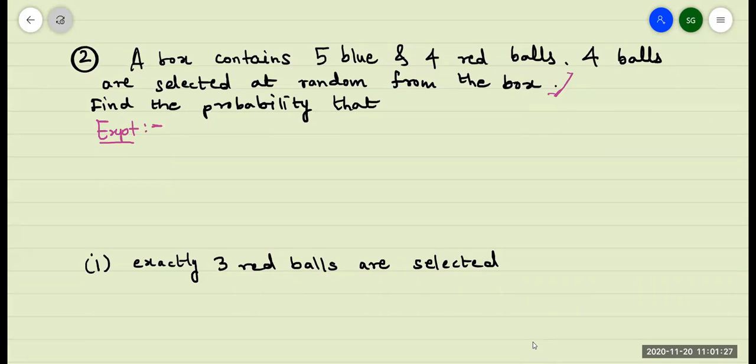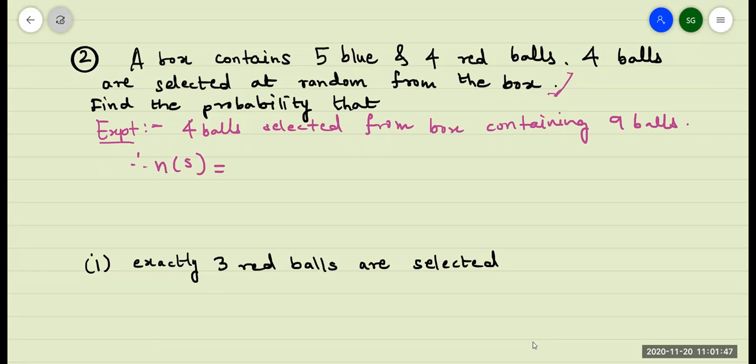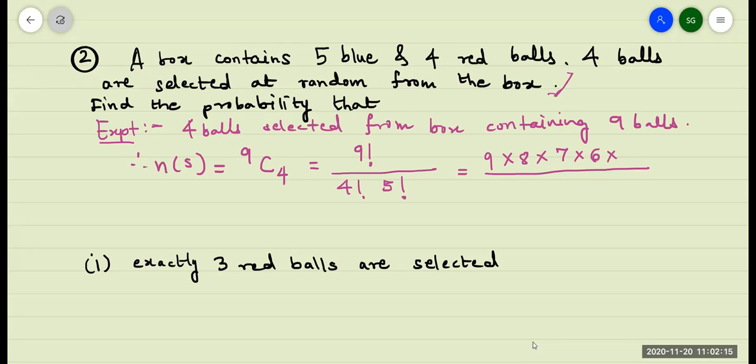So experiment is, so in all, how many balls are there in the box? There are 9 balls. So experiment is 4 balls selected from box containing 9 balls. And therefore your NS is 9C4. Correct? So if you calculate, this will come as 9 factorial divided by 4 factorial into 5 factorial. So I break the 9 factorial up to 9, 8, 7 and 6. Okay, let me write 5 factorial, 4, 3 and 2 and 5 factorial, and then this gets cancelled.